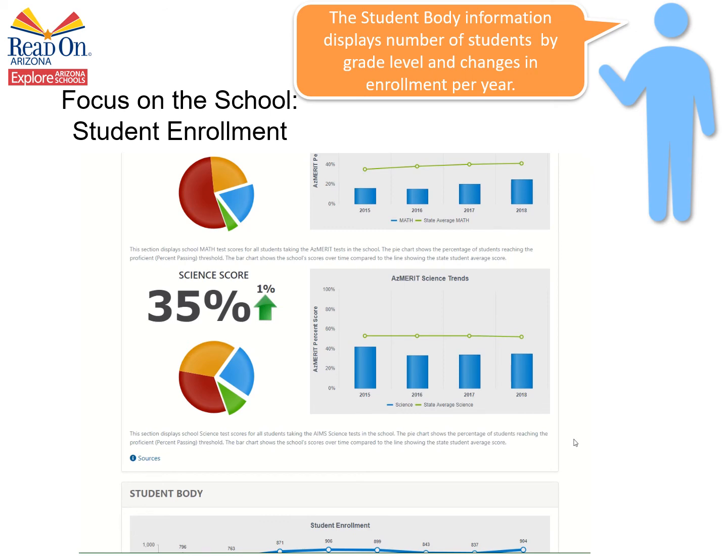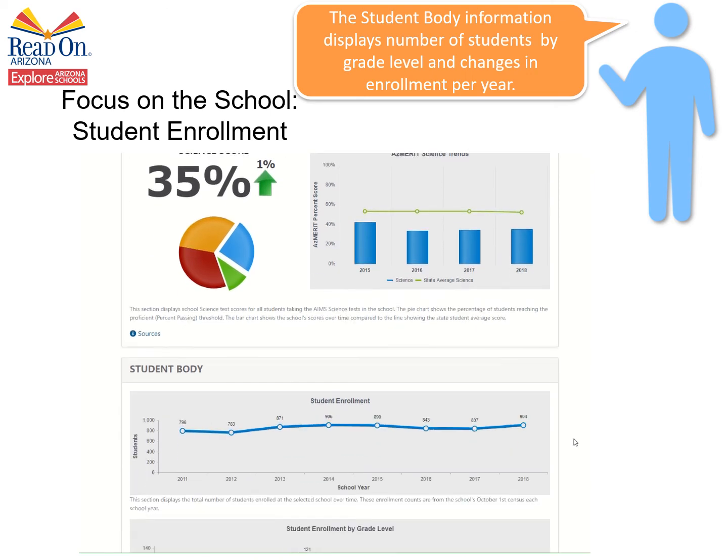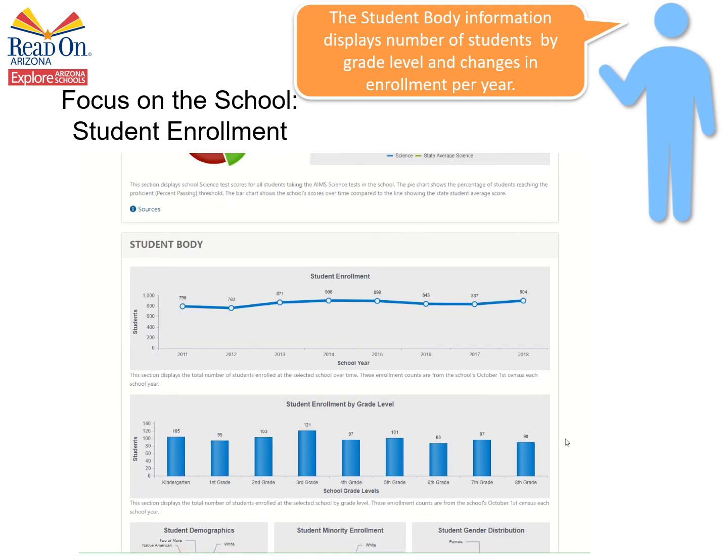Below the academic section, you will see the student body data. At the top is student enrollment. For this school, it displays the past 8 years of enrollment, and you can hover on each year to see the total enrollment numbers. Below the total enrollment, it breaks down grade level enrollment for the previous year.